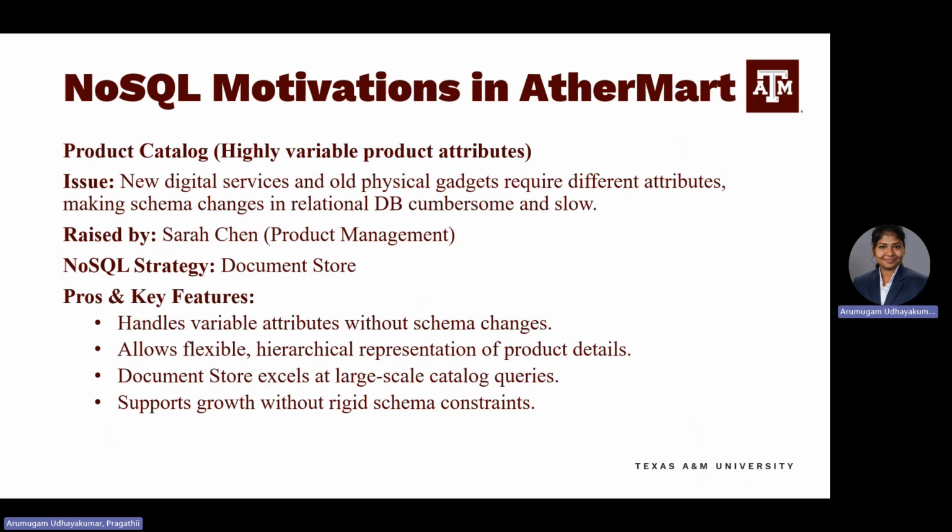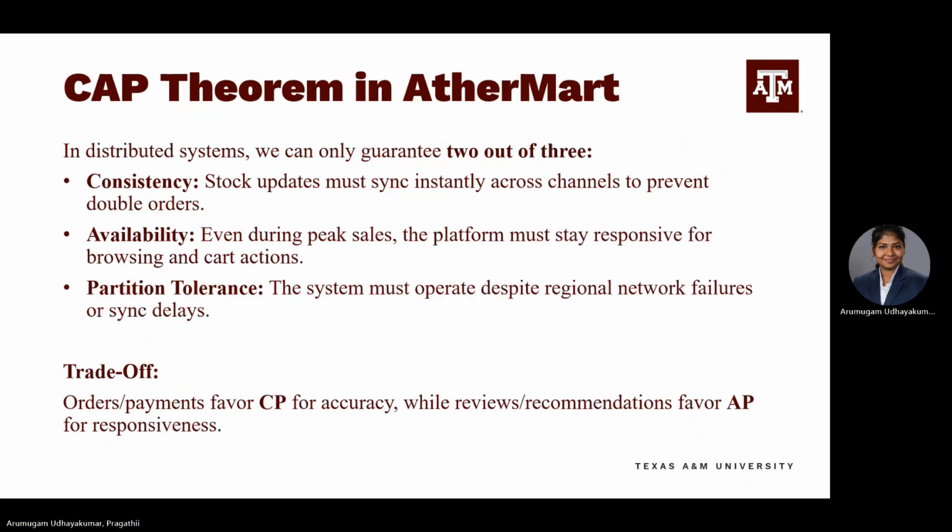The third use case is the product catalog. Sarah Shen also pointed out that the newly launched digital services have a completely different set of attributes than old physical gadgets. Thus, one common RDBMS schema to fit such diverse data is inefficient and hard. And again, we can use a document store here to resolve this by handling variable attributes without schema changes, which in turn allows us to have a flexible and hierarchical representation of product details.